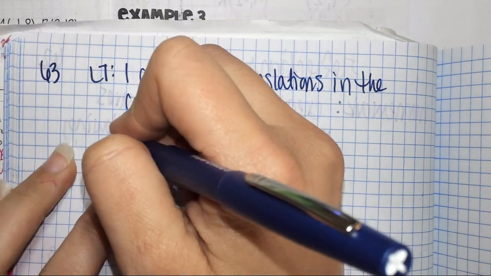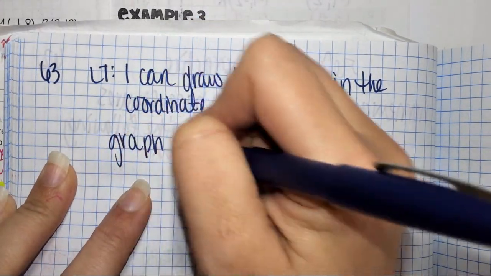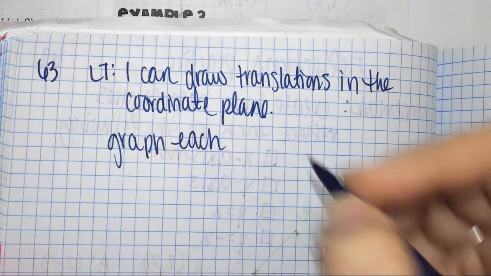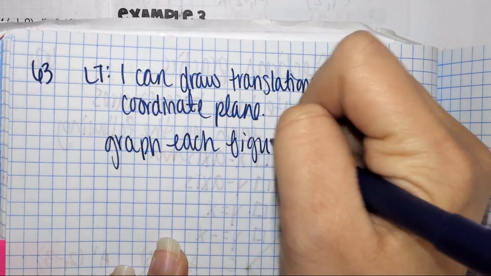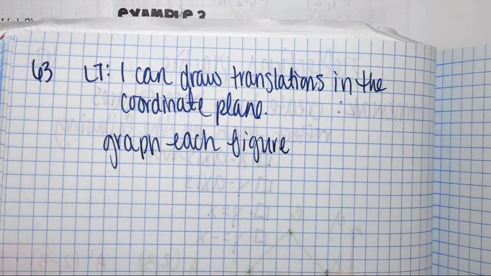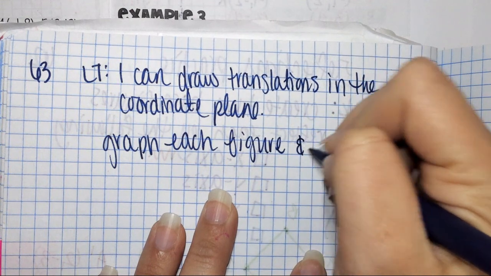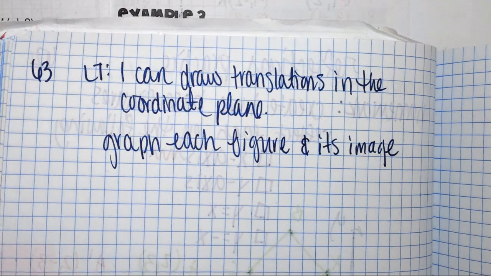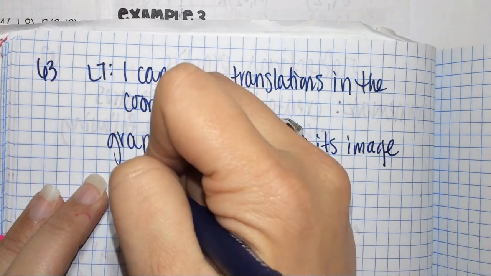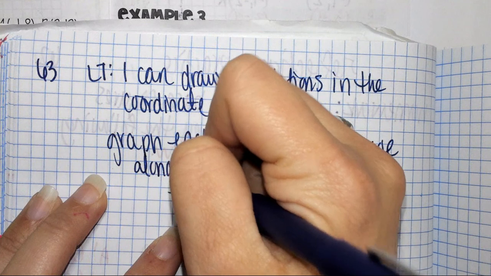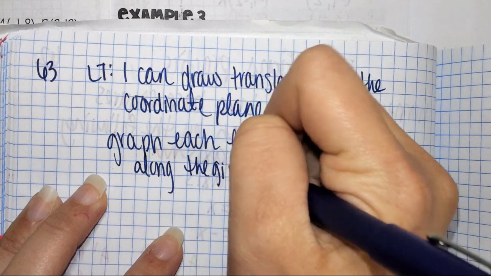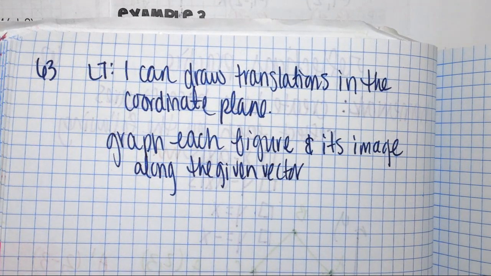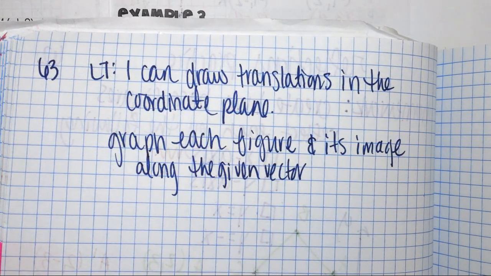So the directions say, graph each figure and its image along the given vector. So this is where I'm going to give it to you as a coordinate. I'm going to give you a shape, I'm going to give you the vector as a coordinate, and you're going to have to figure out how to translate it.